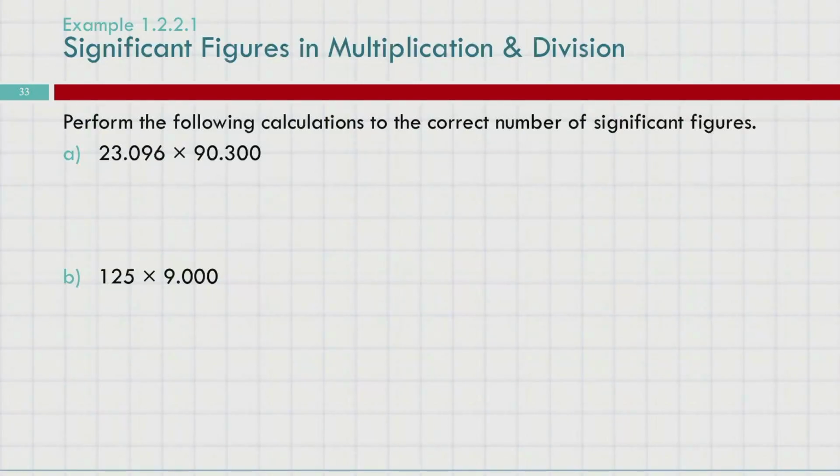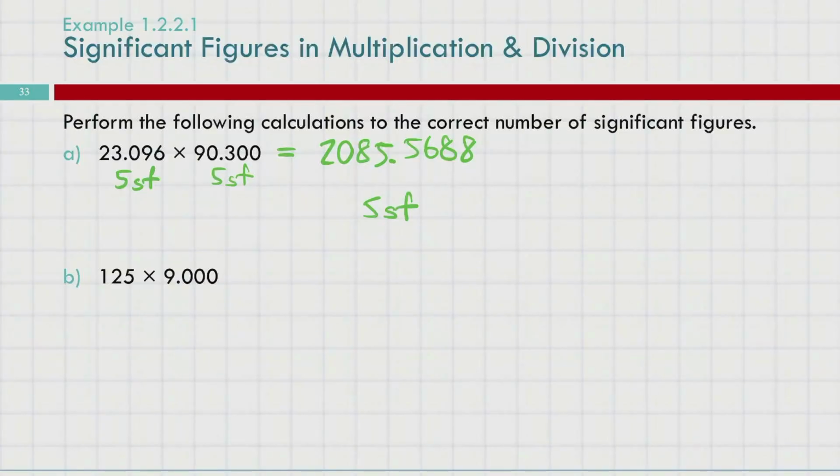So let's do some more examples. We want to perform these calculations to the correct number of significant figures. So we've got 5 significant figures for both of these numbers, very convenient. So we just have to put it into our calculator. The number that our calculator gives us is 2085.5688. We want to round this for 5 significant figures.